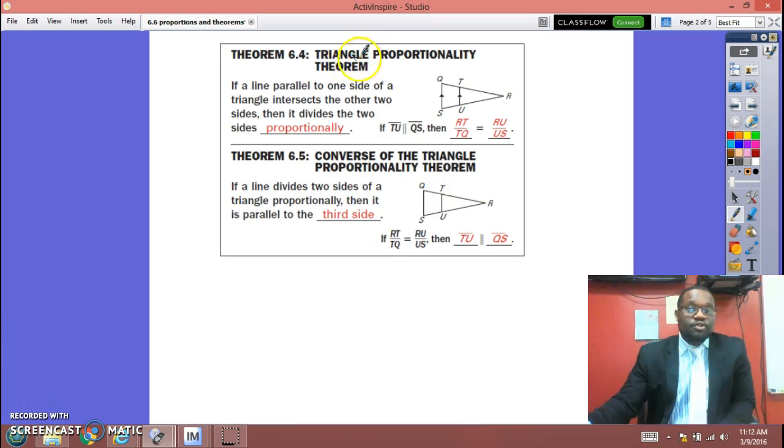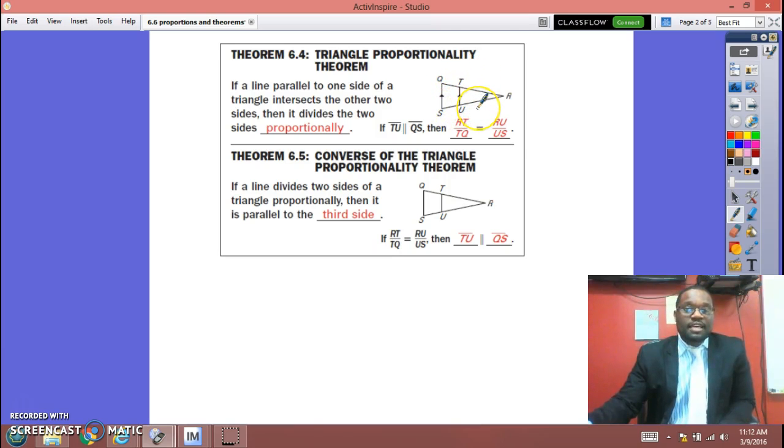We have a theorem called the triangle proportionality theorem, which basically says that if you have two lines that are parallel, their sides are proportional. The sides are divided proportionally. What you need to notice is how it's orientated. For example, TR over the bottom half, TQ, equals RU over US.